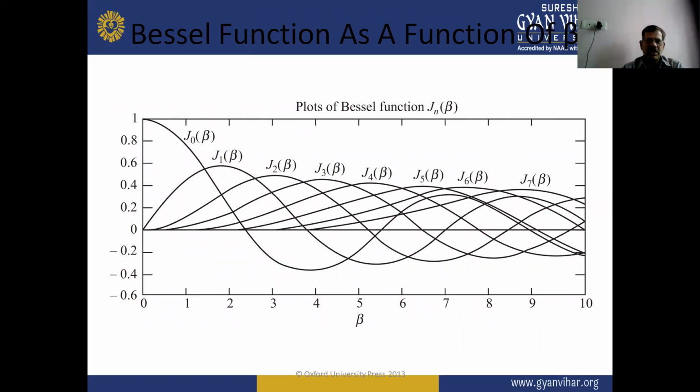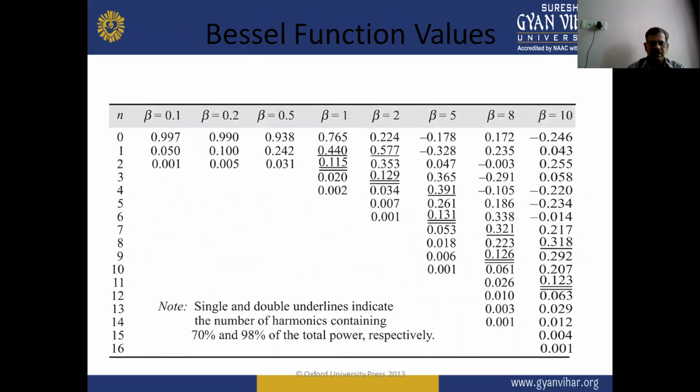This is the Bessel function plot for different values of beta in this figure, and there are also different values of beta in this table, where single and double underlines indicate the number of harmonics containing 70% and 98% of the total power respectively.